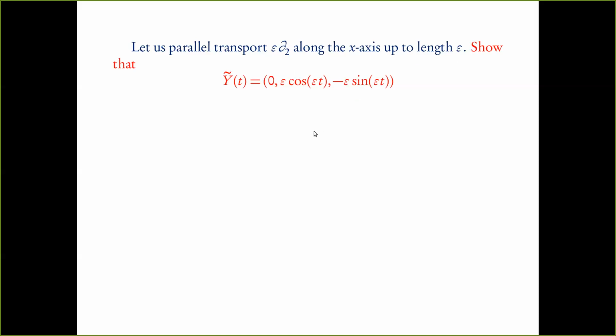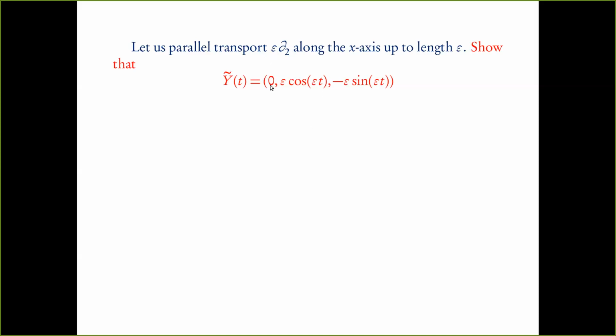So if I parallel transport that, what should happen? And you have already seen what should happen. If we start with the standard vector 0, epsilon, 0 at 0, 0, 0, which is what epsilon del 2 is, and I start transporting it parallelly along the x-axis, it cannot simply stay that way. It has to start rotating in the YZ plane, right? Because that's what the spiral staircase says.